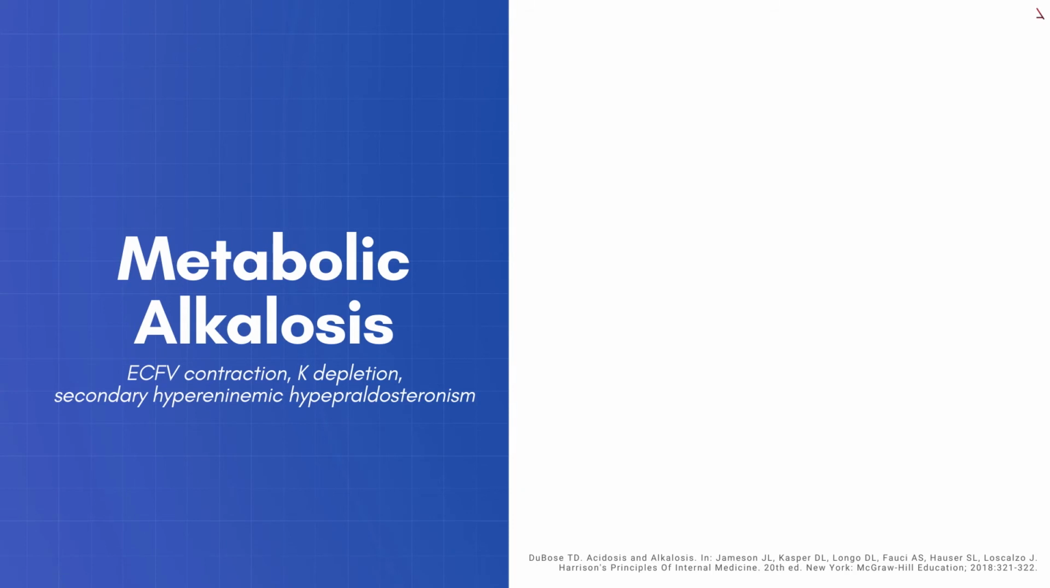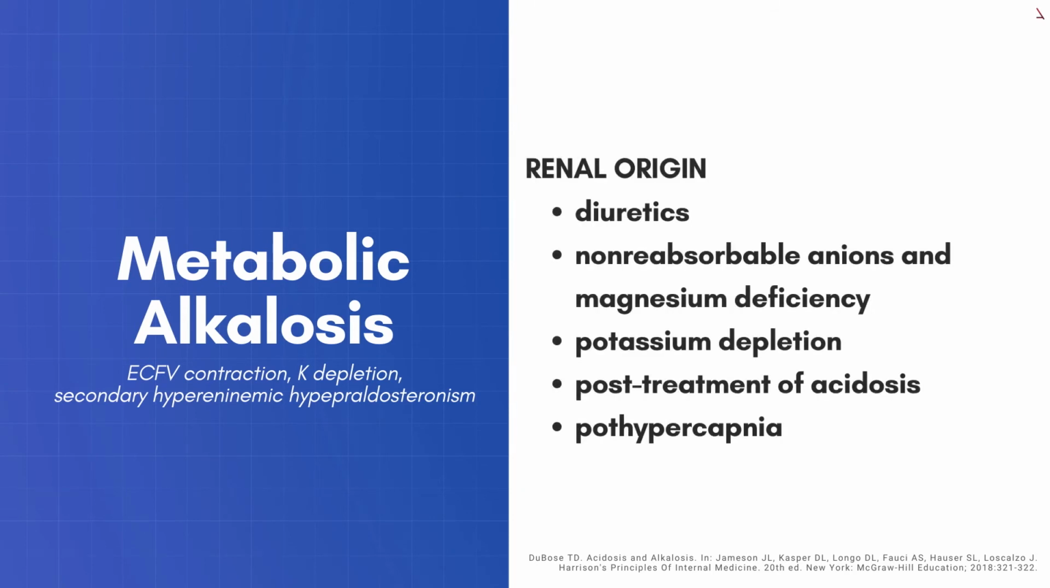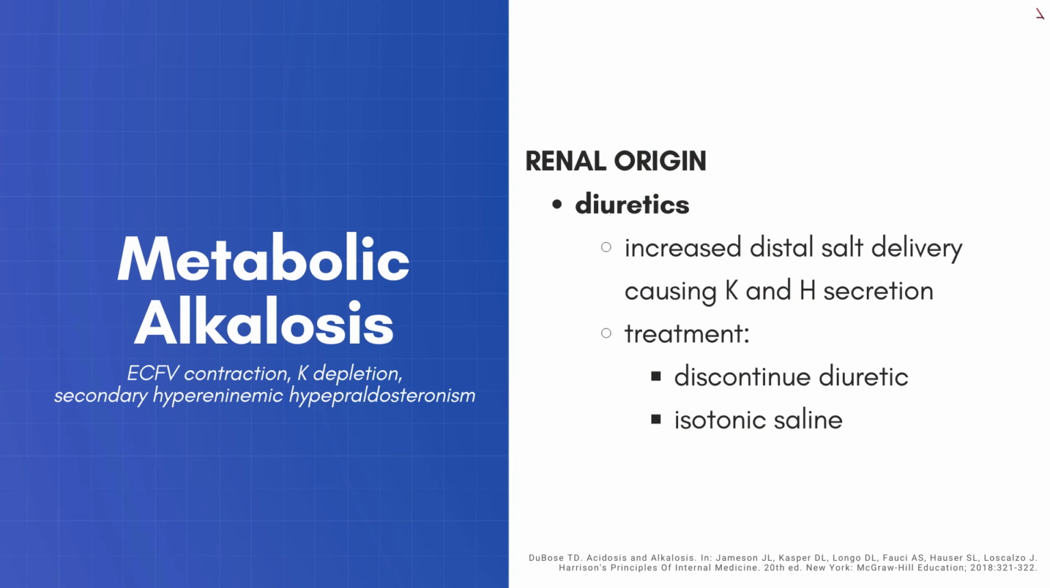Next is renal origin, and this may be due to diuretics, non-reabsorbable anions and magnesium deficiency, potassium depletion, post-treatment of acidosis, and post-hypercapnia. So for diuretics such as thiazides and loop diuretics, there is increased distal salt delivery which causes potassium and hydrogen secretion. This is corrected by discontinuing the diuretic and providing isotonic saline.